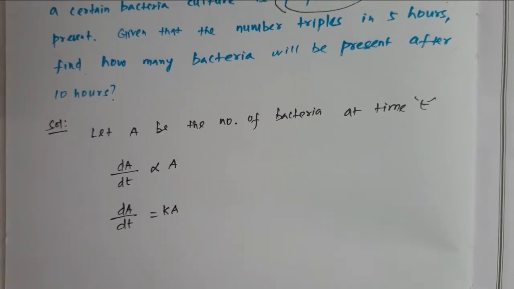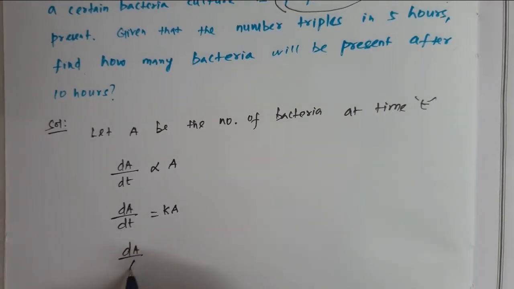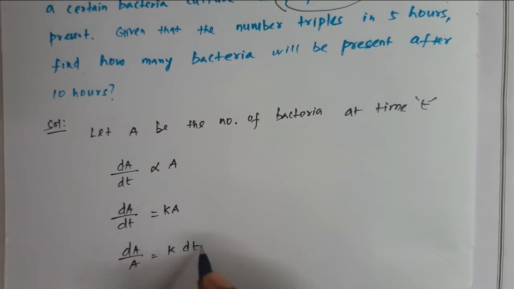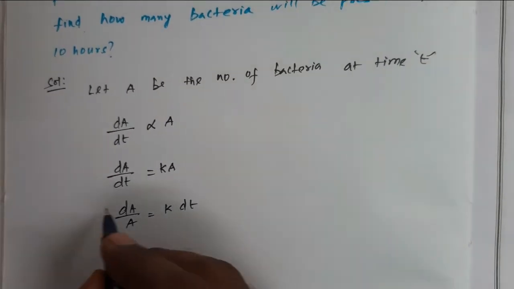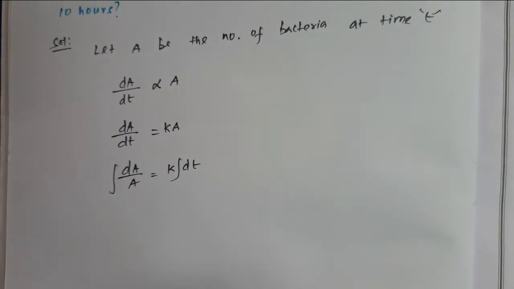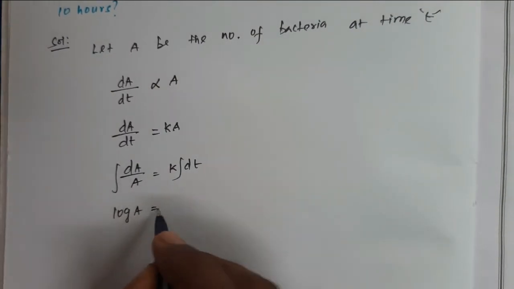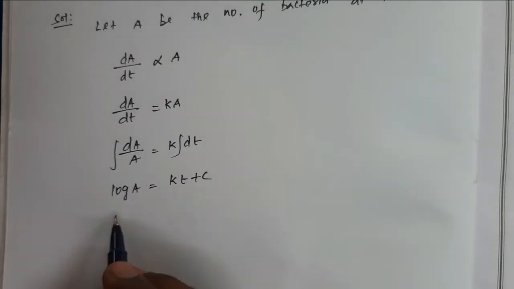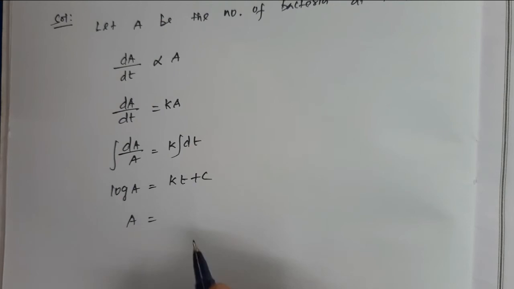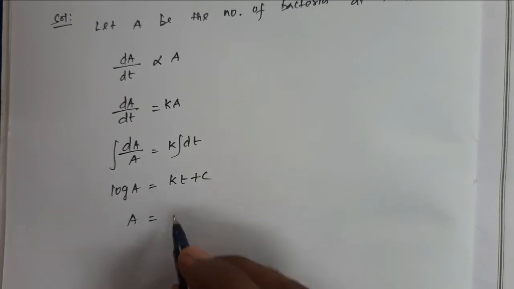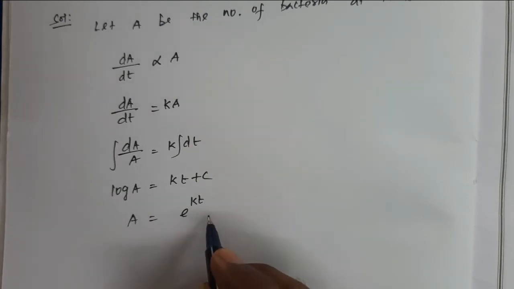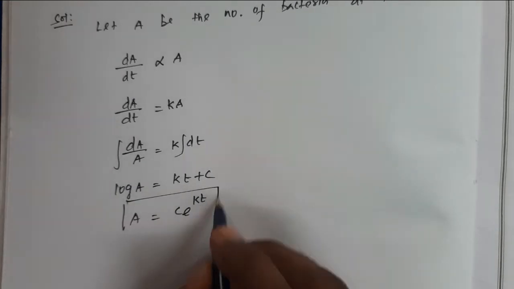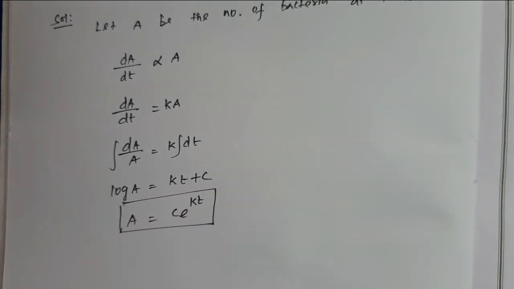Separating the variables, we get dA by A is equal to k into dt. Integrating on both sides, we get log A is equal to kt plus c. Taking exponential on both sides, we get A is equal to e power kt plus c. So e power kt into e power c can be written as c e power kt, where c is equal to e power c, which is a constant.